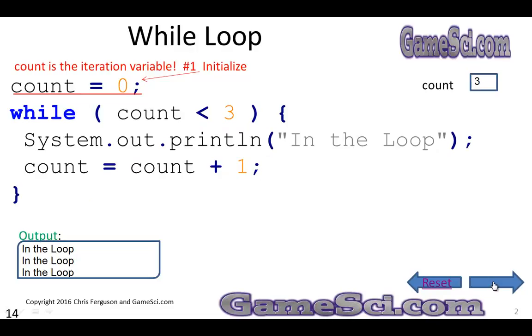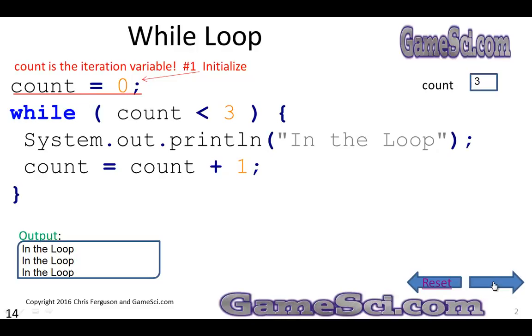Now, before I leave this code, let me talk about something very important when it comes to a loop. Count, in this example, is known as the iteration variable. To iterate means to loop. It's the same thing. The iteration variable has to be changed or modified or tweaked in 3 places in the loop. And it's very important that these three things happen if your loop's going to operate properly.